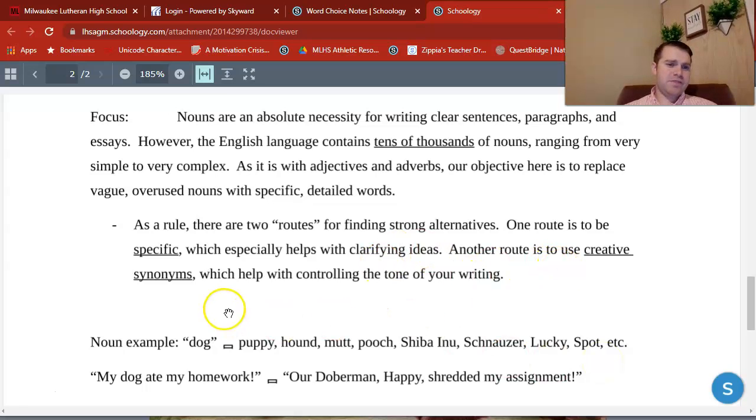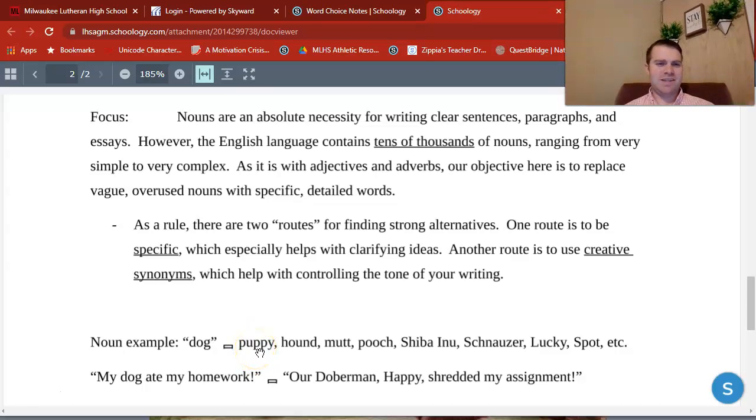Another route is to use a creative synonym. Now, I want to use this as an example for tone in our writing. This goes back to the idea of connotation in our language, maybe something you learned in English 1, English 2. There are words that have positive connotations. There are words that have negative connotations. Let's say I want to go positive with my dog ate my homework, right? My puppy ate my homework. Puppy is a much more positive term.